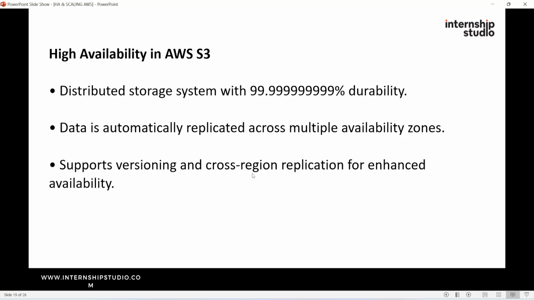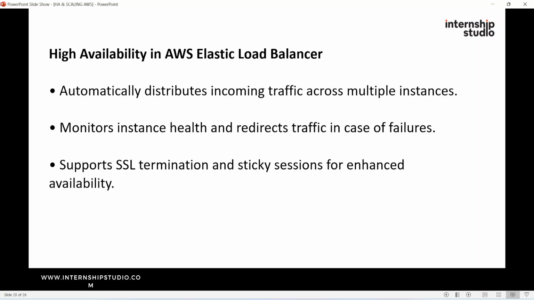Then it supports versioning and cross-region replication for enhanced availability. So versioning is also there for a single object; you can have multiple versions of it, and then do cross-region replication. We can replicate the same data in two alternate regions as well. So this is about the availability in S3. Availability is also called HA, in layman's terms, if we are dealing with cloud on a day-to-day basis.